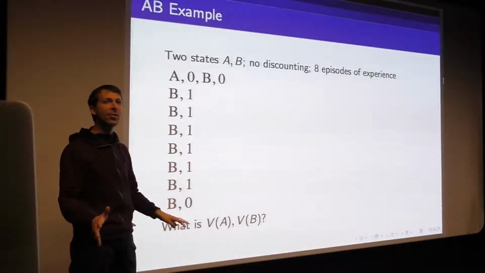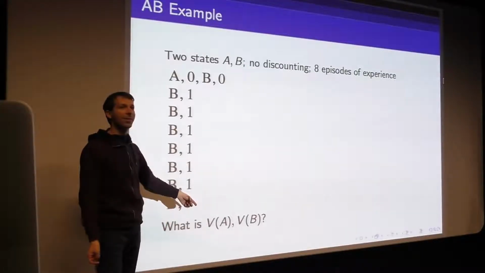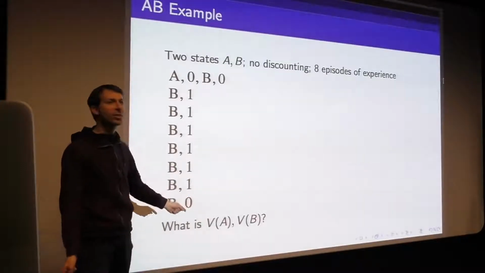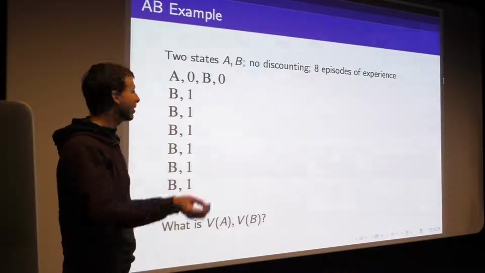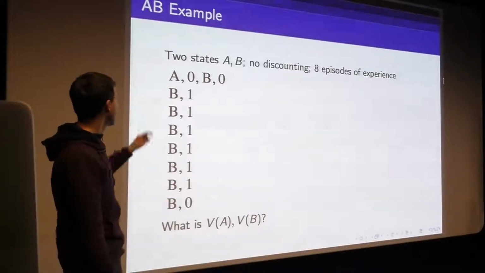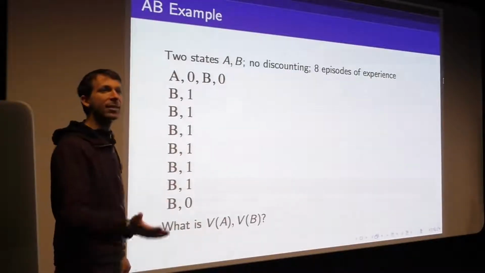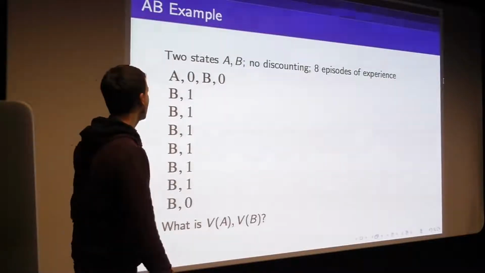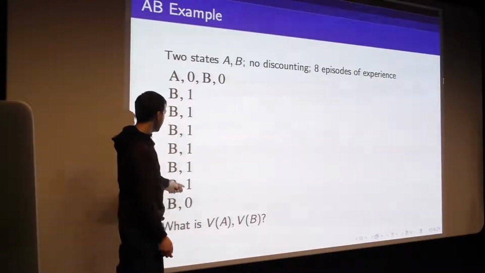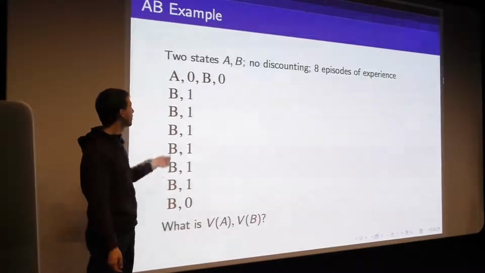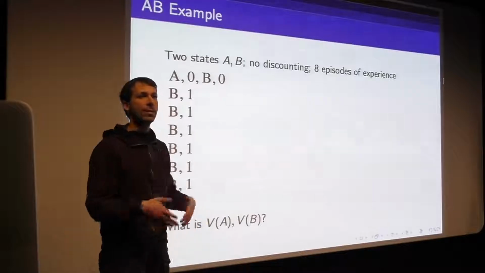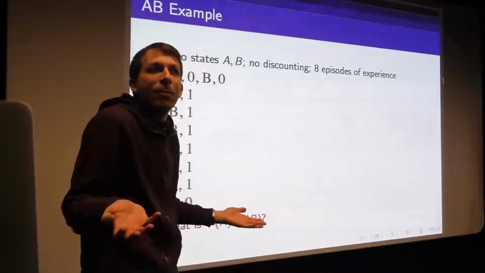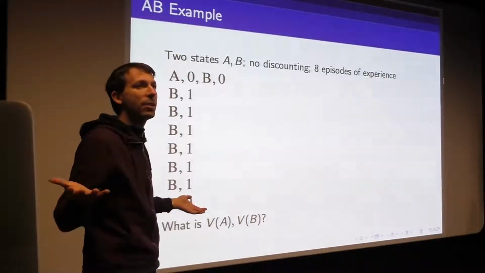So the question is for you guys, what's the value function? Any suggestions? What's the value of A and B? Let's do the easy one first of all. What's the value of B? We've got 8 episodes starting from B. 6 of them got a value of 1. 2 of them got a value of 0, so I think everyone would agree the value is 6/8 or 0.75.